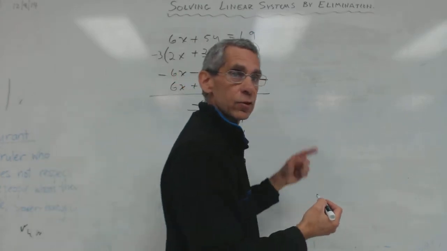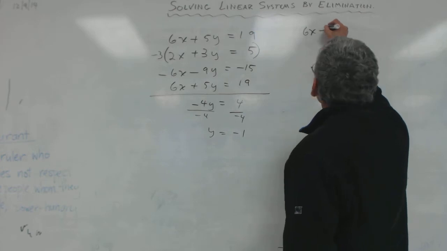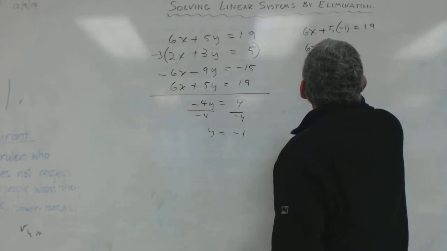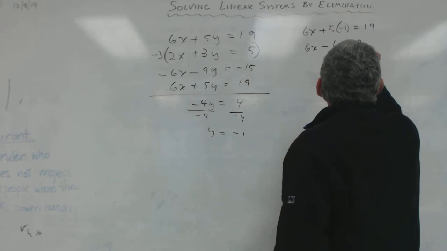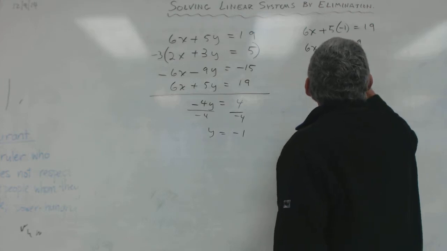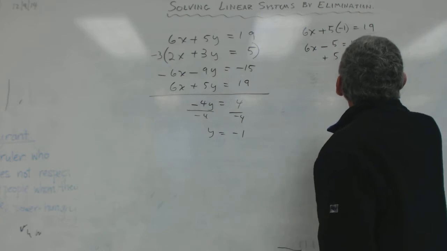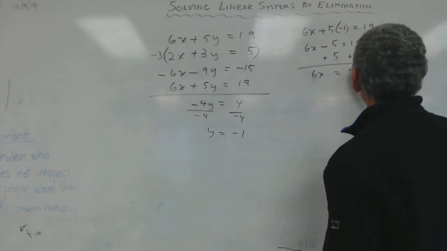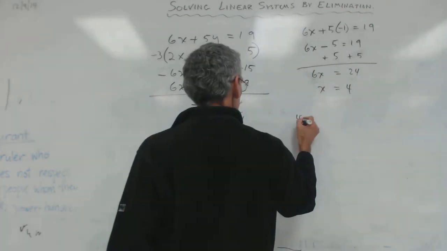Great, so now I just substitute that in. So 6x plus 5 times negative 1 is equal to 19. So 6x minus 5 equals 19. Plus 5 on the other side. Like what Gideon said, plus 5, plus 5. Equals 6x is equal to 24. X is equal to 4. There we go. So the answer is 4 comma negative 1.